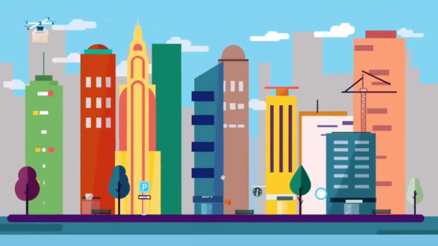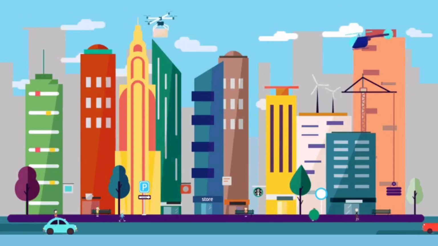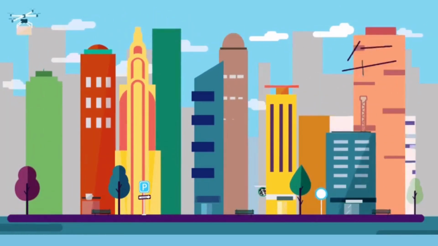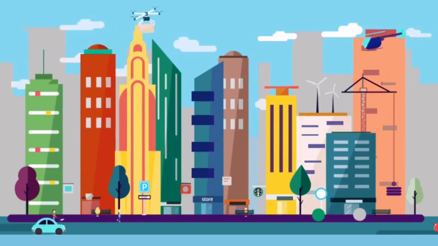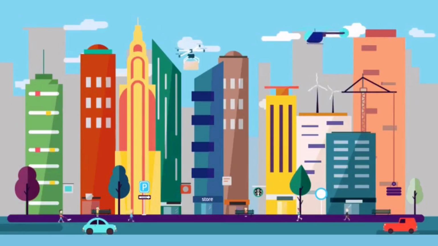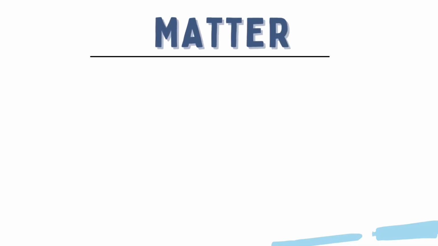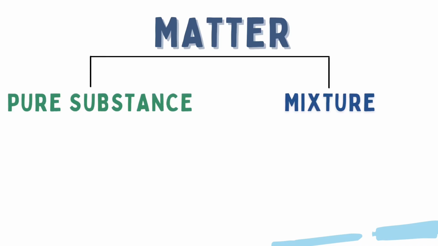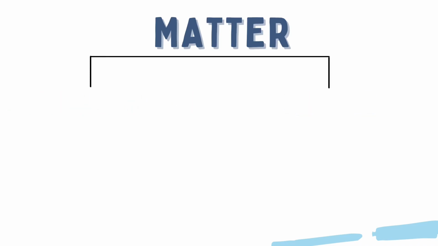Any substance that has mass and takes up space by having volume is considered as matter. From the buildings in the city, the vehicles, the trees, animals, air, clouds, and even people are considered as matter. Matter can be classified into two, pure substance and mixture.